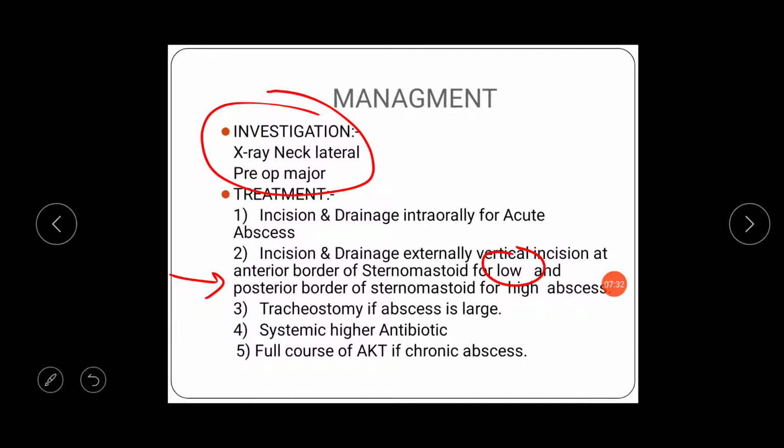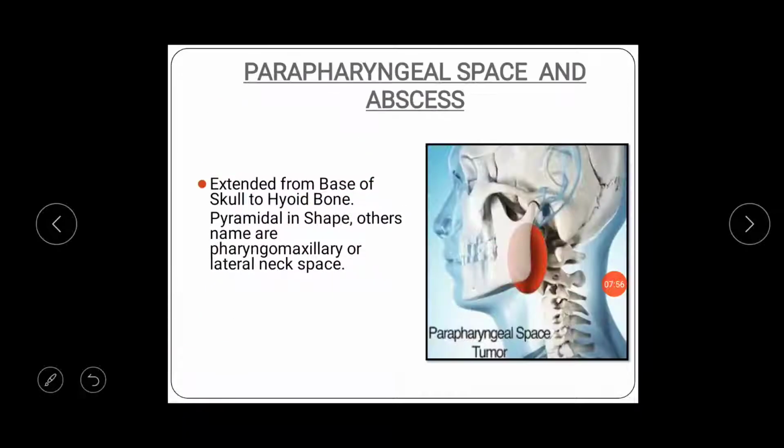Tracheostomy is needed if the abscess is large and compressing the larynx and the patient is developing stridor. Higher antibiotics are needed. Pus culture and sensitivity of the drained abscess should be done. In 70 to 80% of cases the origin is tuberculous, and the patient will need a full course of ATT as we give in caries spine. So this is all about retropharyngeal space infection.